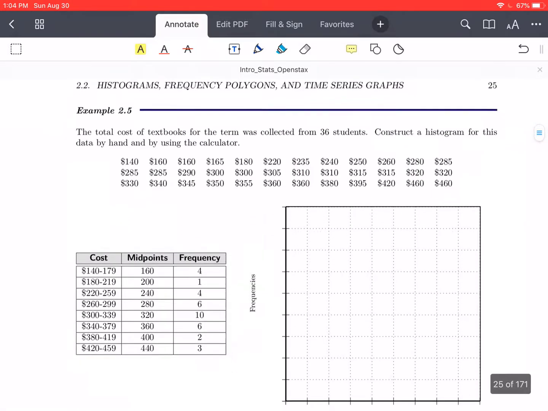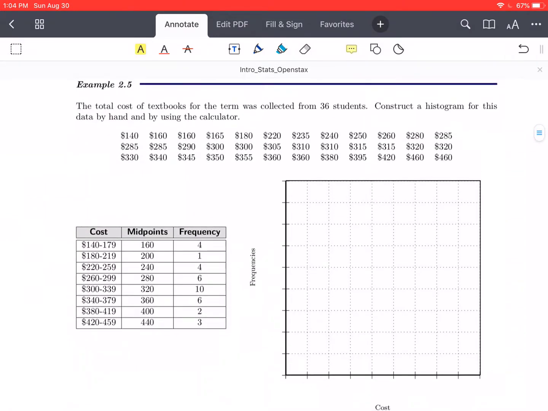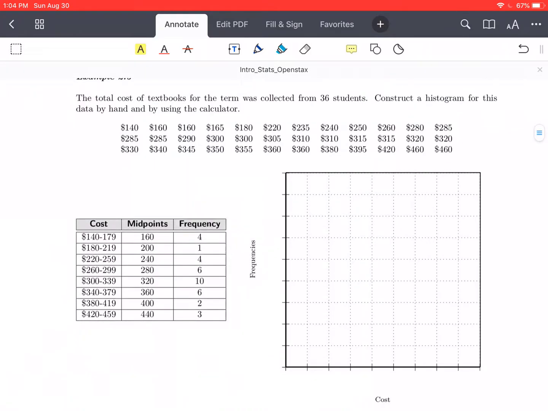Now let's look at an example where we're actually going to draw one. So the total cost of textbooks for the term was collected from 36 students. Construct a histogram for this data by hand and by using the calculator. So we're going to do it by hand, and then we're going to also use Desmos just to confirm that we get one that looks similar.